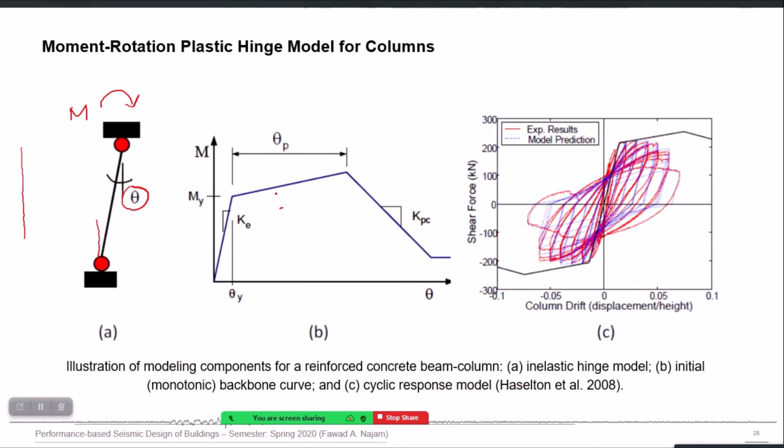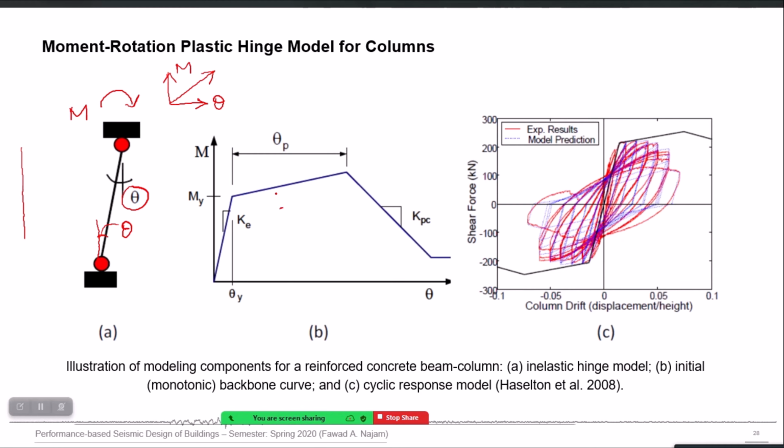Similarly, you will also have an end rotation here, theta. So this bending moment will cause flexural deformation, which can be measured in terms of the end rotation, which is theta. So the relationship between M and theta in a linear elastic model is always linear. So if you plot, for example, how much bending moment is applied and how much rotation is produced in a linear elastic model, this relationship will remain a linear straight line forever.